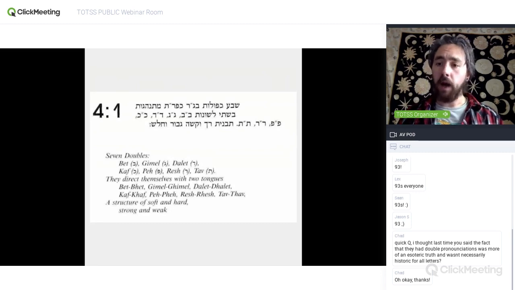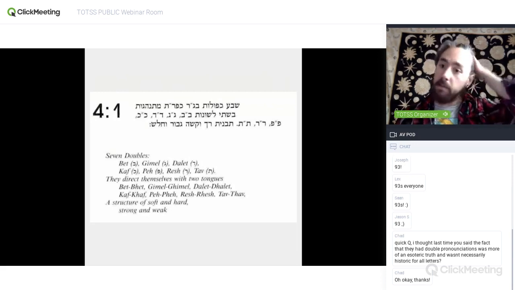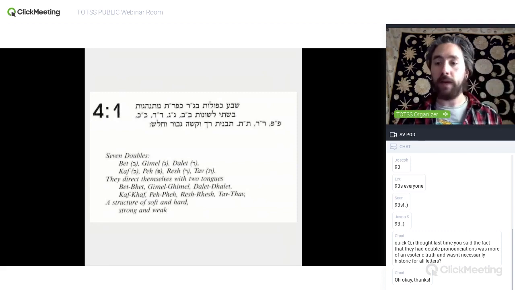All right, and then with Pei, the hard sound is a P, and the soft sound is sometimes rendered as a PH or often as an F. And then again, for Resh, we only have that one sound. There's not known to have ever been a second sound for Resh, though some Hebrew scholars and rabbis have thought that there was actually an ancient pronunciation that's been completely lost. That's obviously an open question.